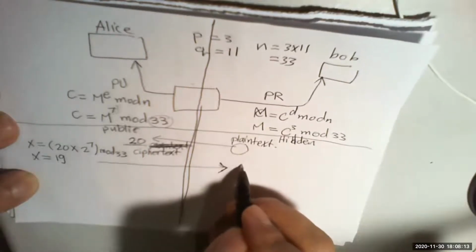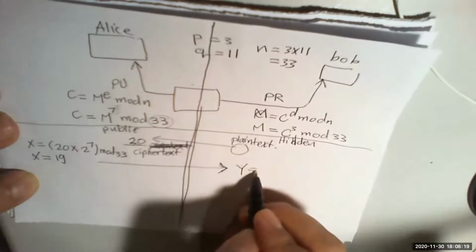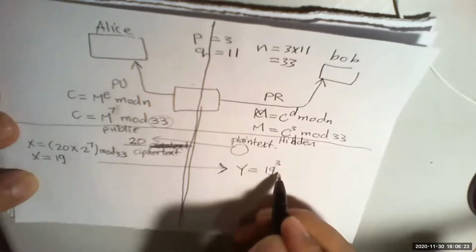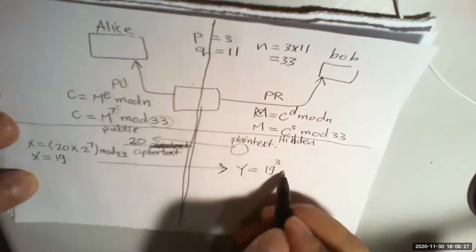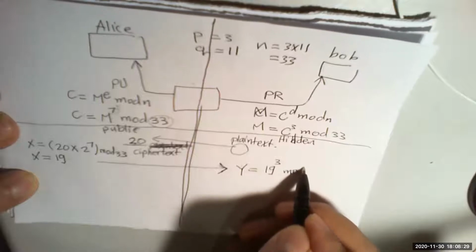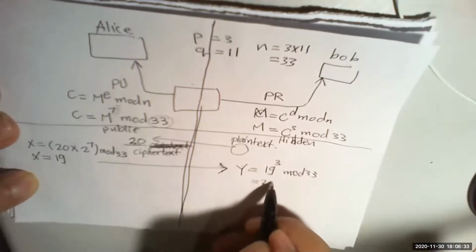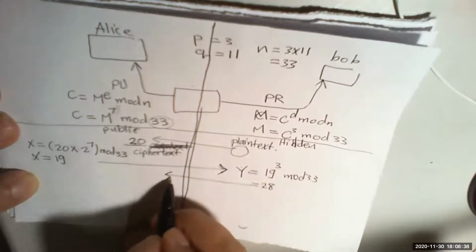So the encryptor will take x and encrypt it using this one, y, and calculate y is equal to 19 to the power private key, which is 3. I cannot see that, but I will tell you what I'm seeing. It will do that mod 33. This is going to give us 28.